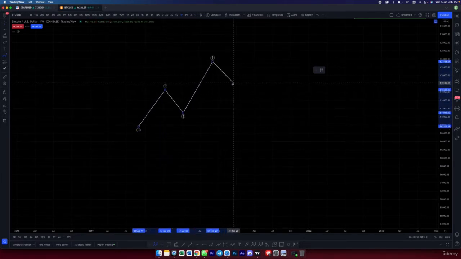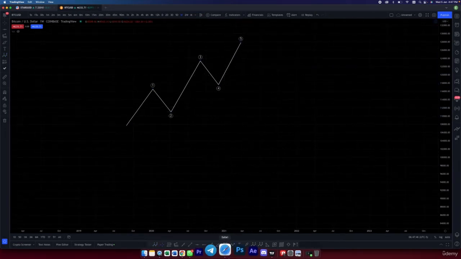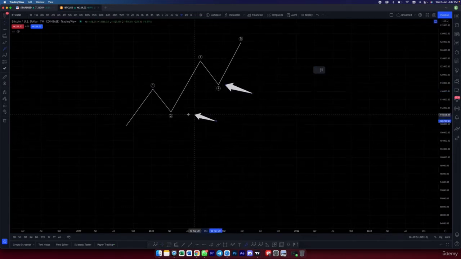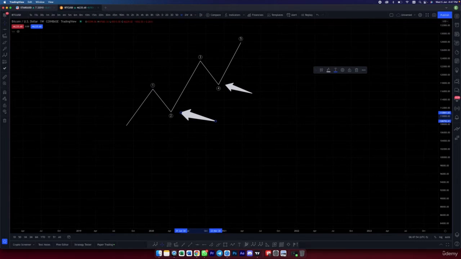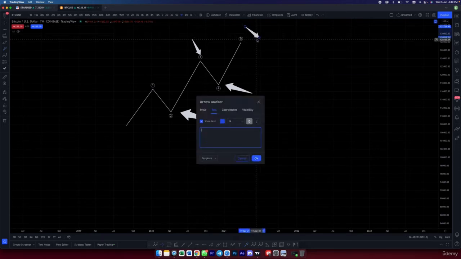The first thing that is important is that you count 5 Elliott waves. So 1, 2, 3, 4 and 5. We know now how we trade the Elliott wave. We try to long here at 4, we try to long at 2, we try to short the market at wave 3 level, and we try to short the market at wave 5 level.